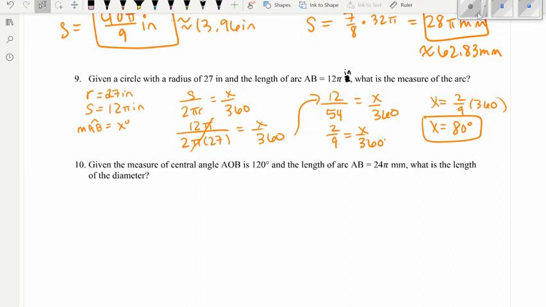For the next one, it says, given the measure of the central angle AOB is 120 degrees and the length of the arc AB is 24 millimeters, what is the length of the diameter? So here we have a circle.